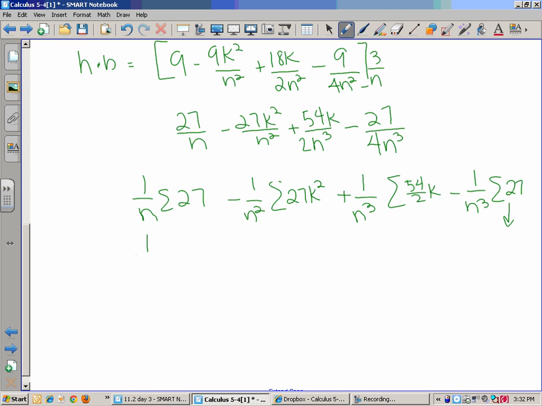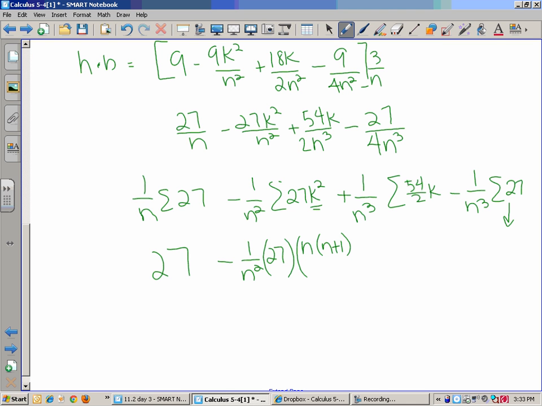Here, I'm good, because I'm going to end up with 1 over n times, and this one's on page 346, which says if this is a constant, I can just switch this out. And when I have 1 over n squared, that should be a k, but I have a k squared. So what I want to do is say, okay, 1 over n squared, and that's going to be times 27. But that's also going to be times the formula for k squared, which is n times n plus 1.